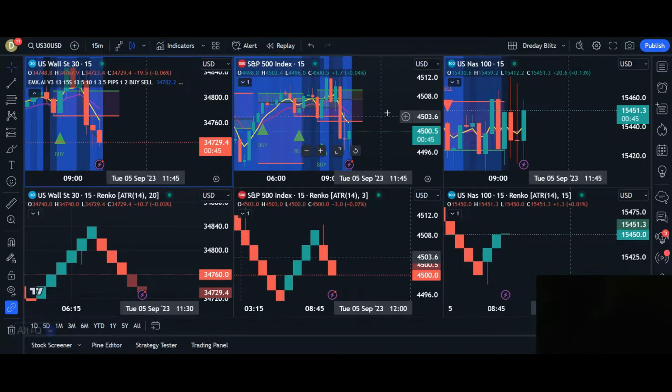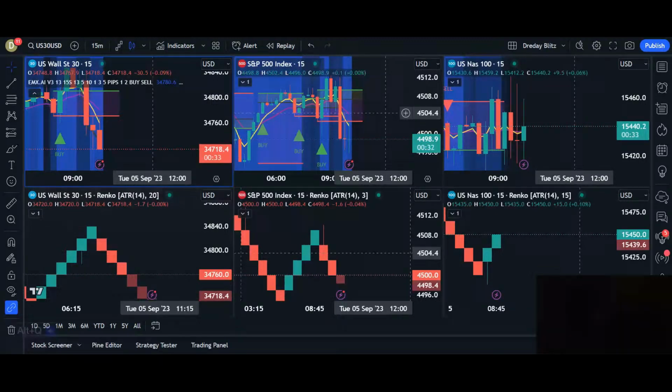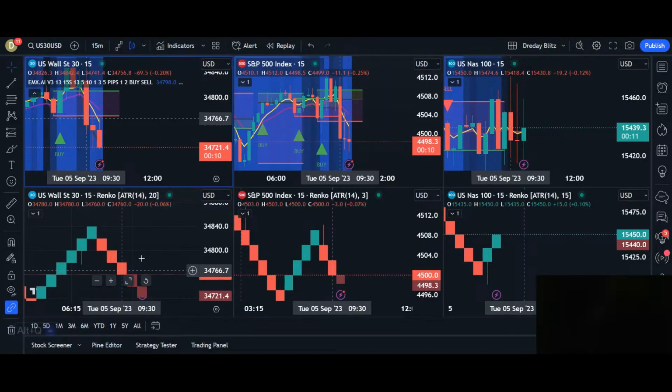All right, so now NAS 100 is looking bullish right now, sorry. It was looking bearish a few minutes ago, and then it reversed. Now S&P 500 is still looking to the downside, and US 30 is pushing down right now. It's been pushing down since the start of the market, so it's basically correlating with what we're seeing on the Renko bars.